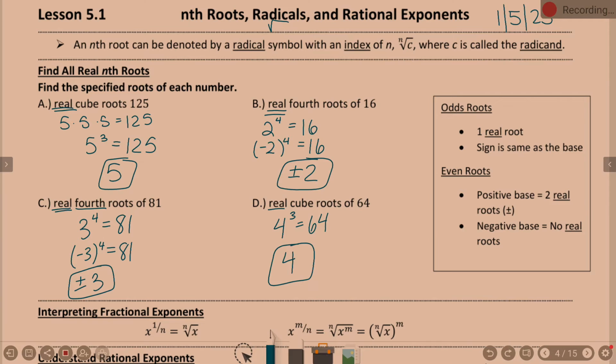If it's a negative base, what's the square root of negative 25? Square root of negative 25. What does my calculator say the square root of negative 25 is?